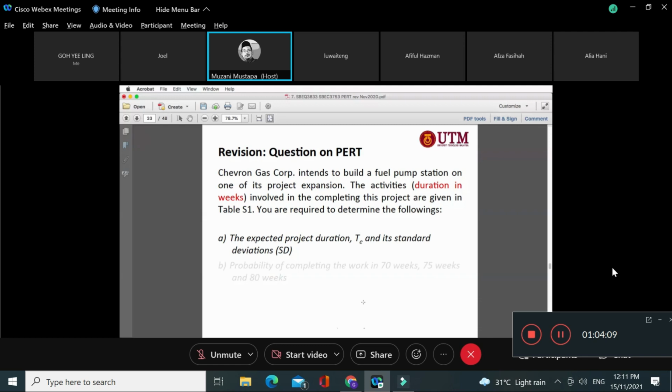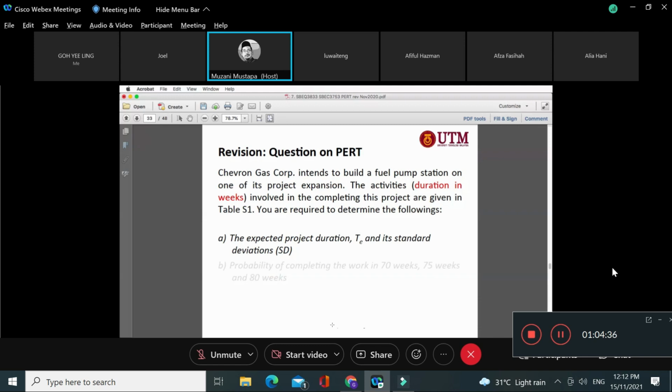Okay, so in this particular revision, I ask you to do home exercise, okay, on this particular slide. Question on PERT, Chevron gas corp. So maksudnya dia come up with how to build a pump station. So dalam this particular home exercise ni, saya buat separuh je. Nanti yang separuh lagi tu you have to do it on your own, right?